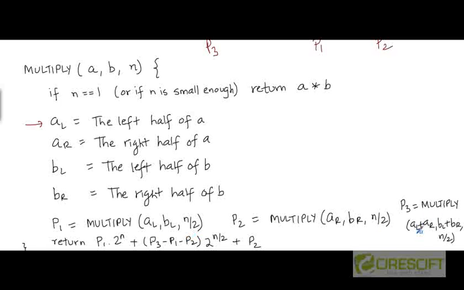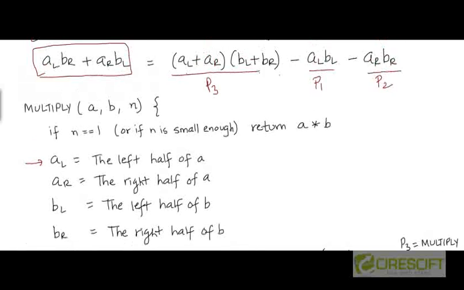Notice that AL plus AR and BL plus BR are also approximately n by 2 bits, because if each of them is individually an n by 2 bit number, then their sum will also be approximately an n by 2 bit number. One could argue that it could be n by 2 plus 1, but if you work out the math, it's not going to affect the asymptotic complexity even if we add a plus 1 over here. So let's assume here that these are all products of n by 2 bit integers.